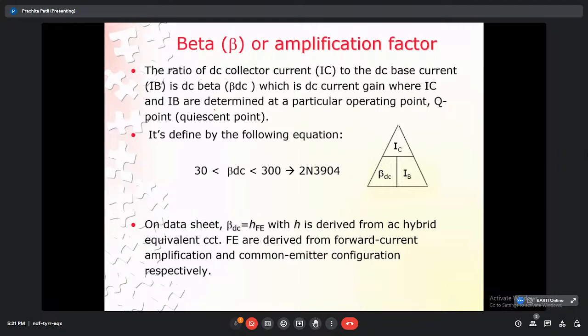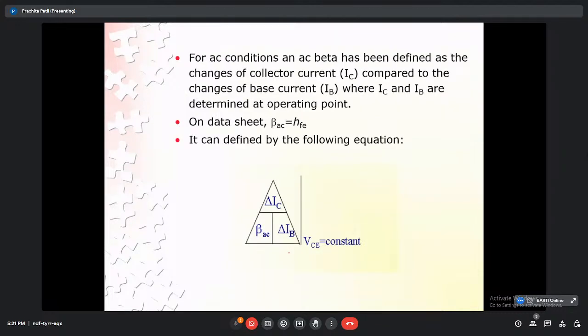Again, remember these two words for MCQ type questions, and some values which are written on this particular slide. It is defined by the following equation: 30 is less than beta DC, which is less than 300. You can see this beta DC on the data sheet. Again, there are some hybrid parameters. The h is derived from AC hybrid equivalent circuits, which is another lecture that we can devote to that. Then for AC conditions, AC beta is defined as the change of collector current compared to the change of base current, where IC and IB are determined at the operating point.